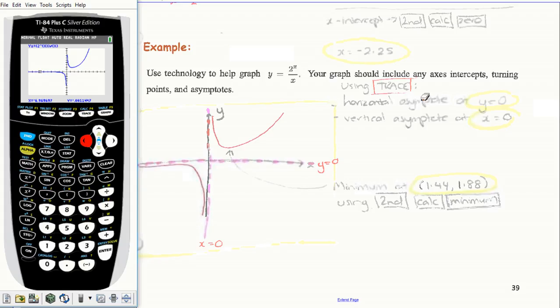Let's see, by the look of it, because they're asymptotes, that doesn't seem to cross the x or y axis. So there's no x or y intercepts, which is kind of interesting. So that's kind of fun. We don't have to work it out. But there is a turning point.